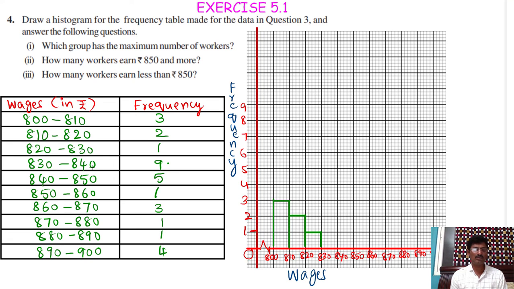Then 830 to 840, we have the frequency 9. So from 830 to 840, the height of the rectangle will be 9. So we draw like this. From 840 to 850, we have 5. So let us draw like this. 850 to 860. Now 860 to 870. Now 870 to 880. 880 to 890 is also 1. Now 890 to 900, how much? 4. So we draw like this.